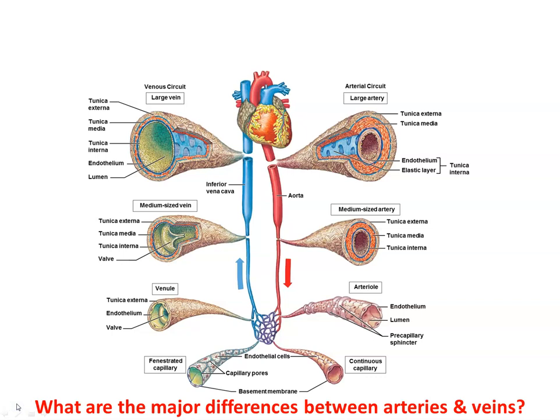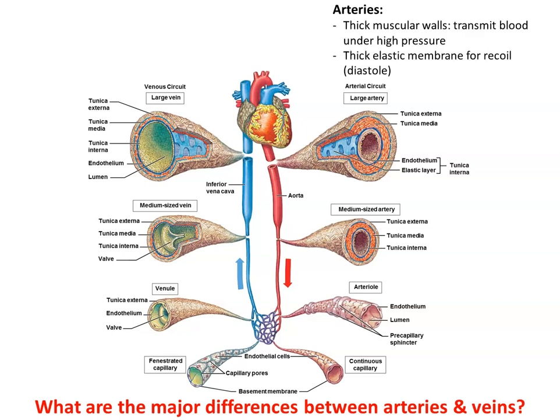All right, so we're going to review anatomy in a way that's functional for physiology. So it's not that we're going to memorize all the names of tunica externa and tunica media, but just the overall differences between arteries and veins so we can understand what's happening at a physiological level.